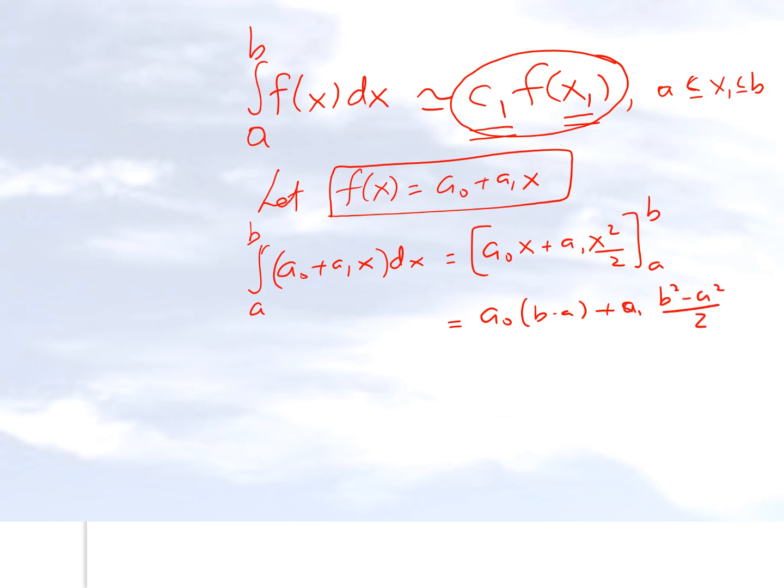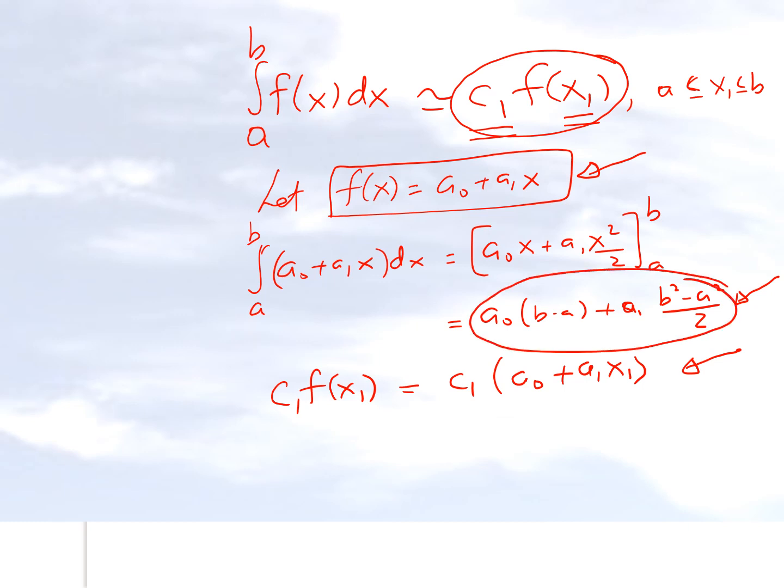This is what I get from the exact calculus, but let's see what I get from the formula. The formula is saying that it will be c1 times f of x1, so it will be c1 times a naught plus a1 x1. So the bottom line is that this is what I'm getting from the exact calculus for a function like a straight line or a first order polynomial, and this is what I get from the formula. I would want this quantity to be exactly the same as this quantity, so let's see what happens by equating the two.